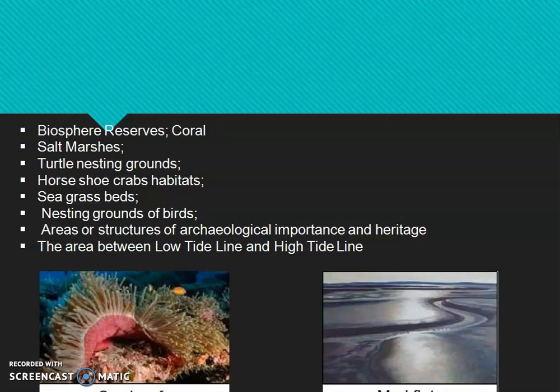Also salt marshes. Here the picture shows the coral reef. This is a mudflat, horseshoe crab habitat, sea grass beds, and nesting grounds of birds. All these things are protected by means of CRZ1.